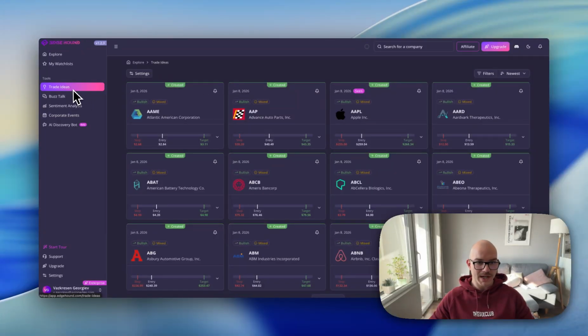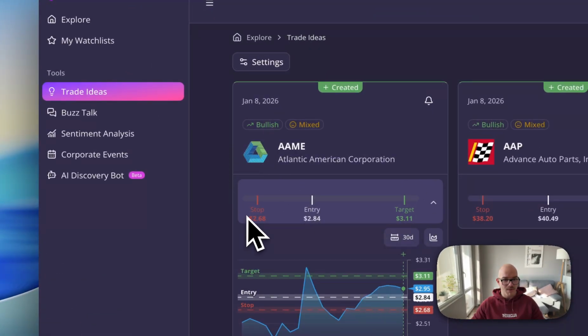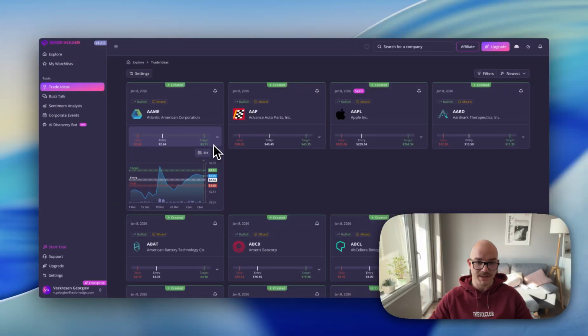So if you navigate down to Trade Ideas, you'll be faced with this page, essentially a feed of all the trade ideas that have been most recently generated. Each of these ideas features the date it's been created, the label, whether it's created, triggered, or closed. Then you have your ticker underneath it, whether it's bullish or bearish, then your consensus. Then you have the overview of the trading plan, featuring the stop loss, the entry price, and the target. And you can, of course, expand this and have a more detailed look into it.